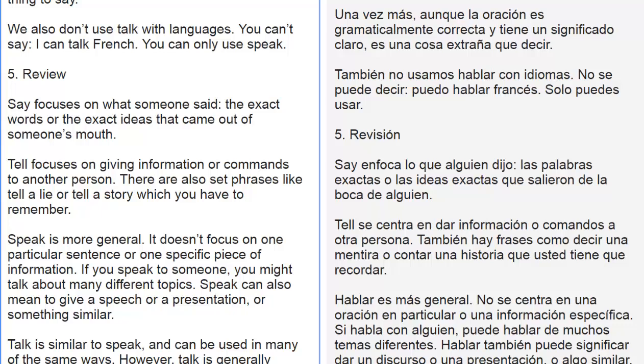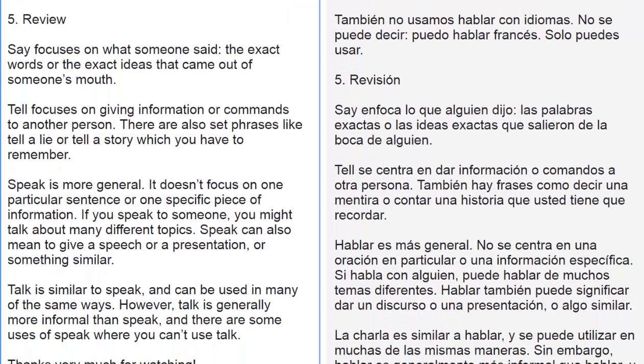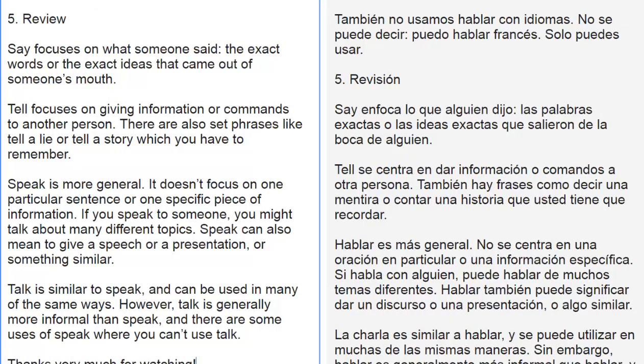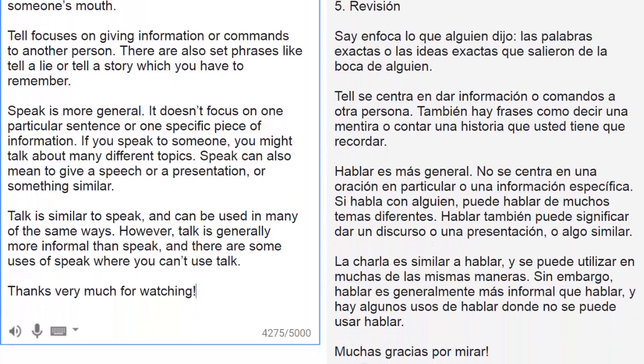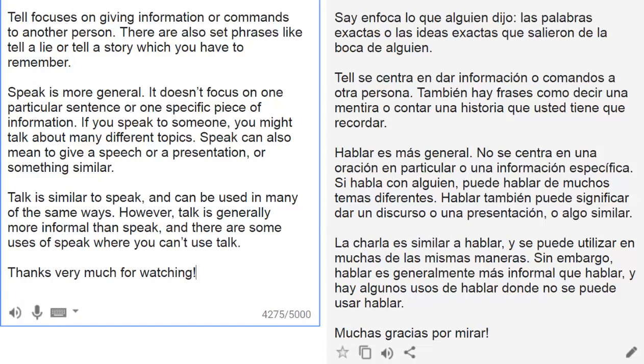Part 5. Review. Say focuses on what someone said, the exact words, or the exact ideas that came out of someone's mouth. Tell focuses on giving information or commands to another person. There are also set phrases like tell a lie, tell a story, which you have to remember. Speak is more general.